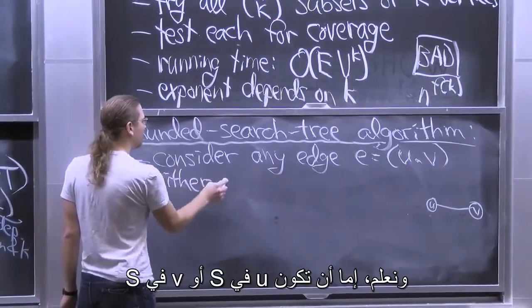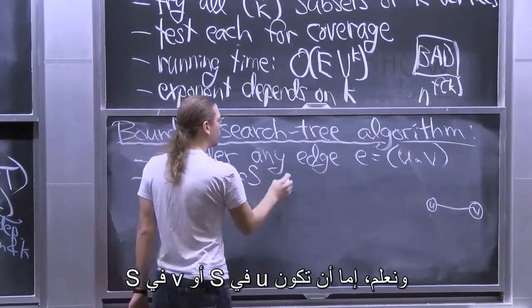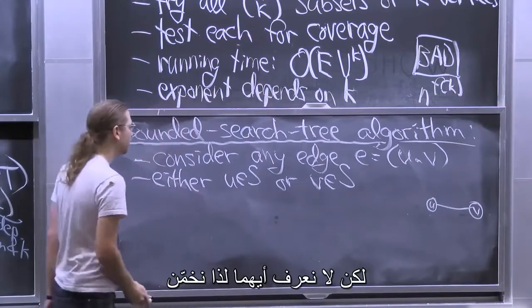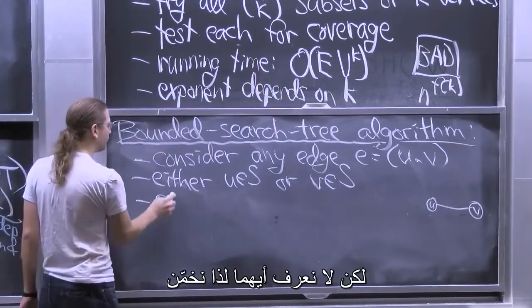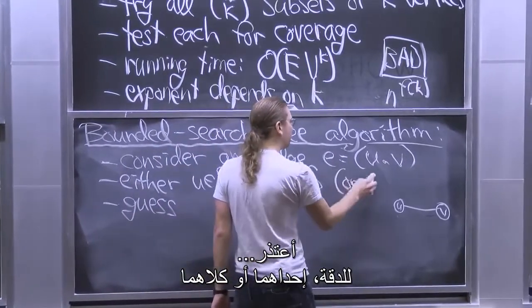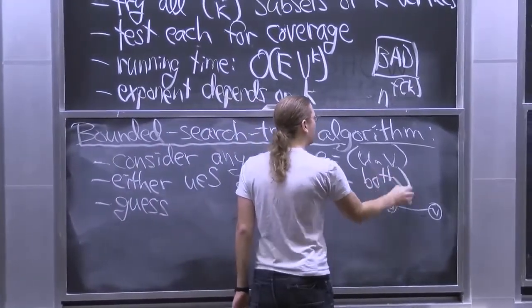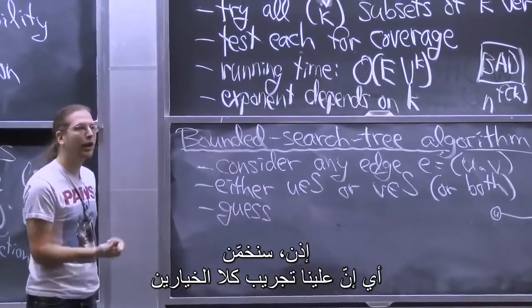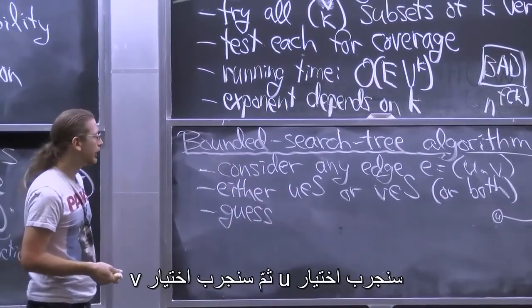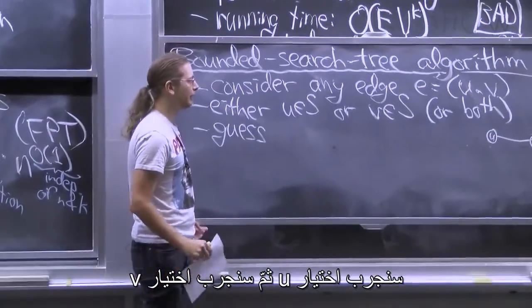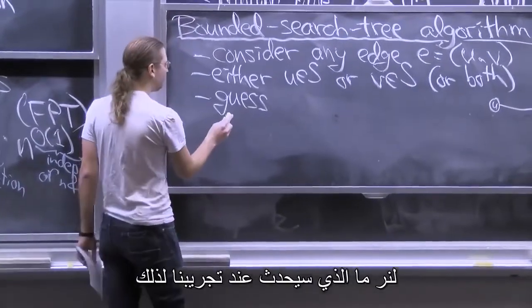So we know either U is in S or V is in S. Don't know which, so guess. So I should, to be clear, mention or both. So we're going to guess, which means we need to try both options. We're going to try putting U in, and then we're going to try putting V in. So let's just see what happens when we try that.